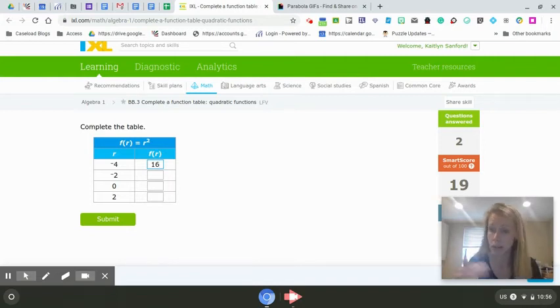-2 squared, so -2 times -2, it's going to give me +4. Love plugging in 0, it's just going to be 0. And then if I plug in 2, 2 squared is also 4. So notice here, again, I have that repeat because I'm dealing with parabolas. Okay? All right, so good luck.